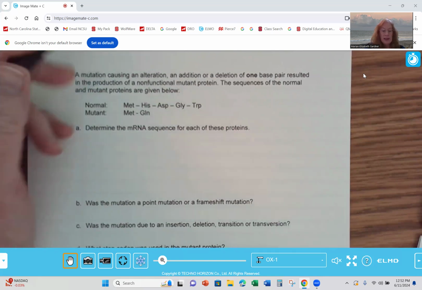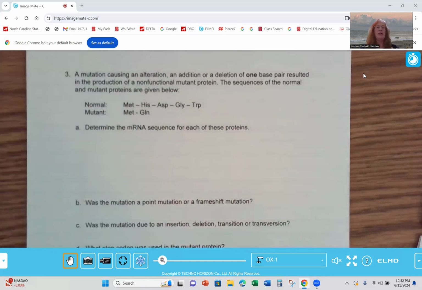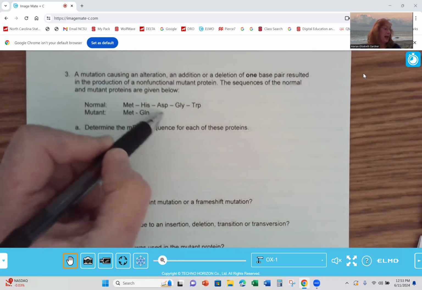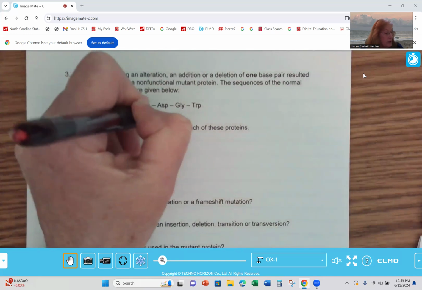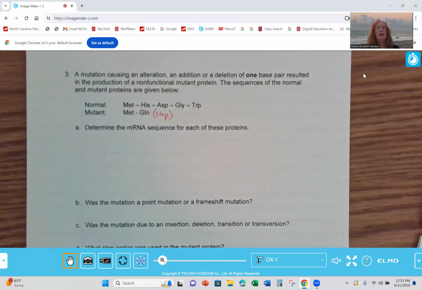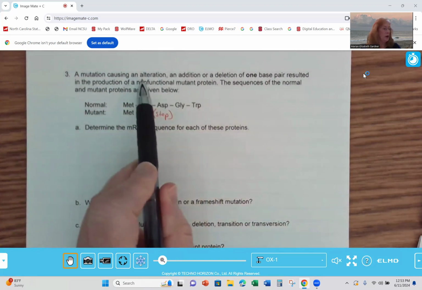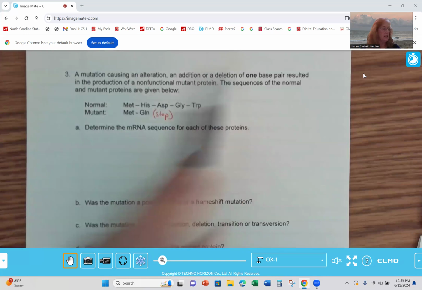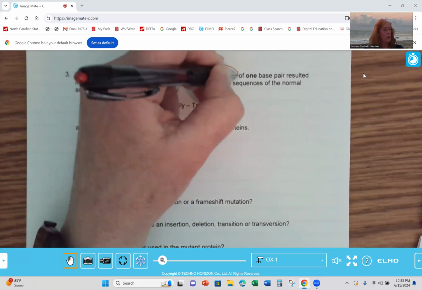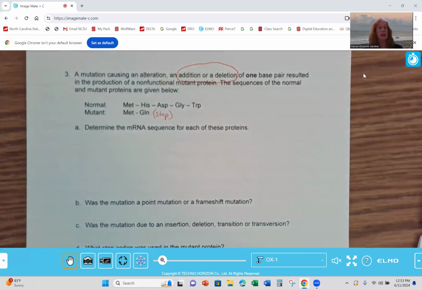When we see something like this that is changing multiple codons, because effectively we had to change this codon and then we had to have a stop codon there, you can just mentally put a stop codon there. Odds are this is going to be a frameshift mutation and not a point mutation. And it says it is either an alteration, an addition, or a deletion. So the alteration would be the point mutation. So these two would be our options for the frameshift mutation. And we need to figure out which one it is.